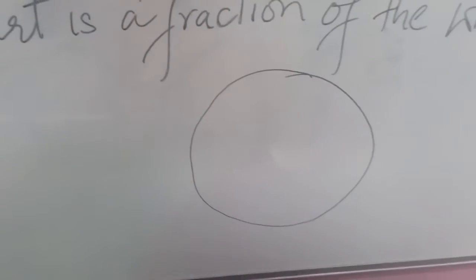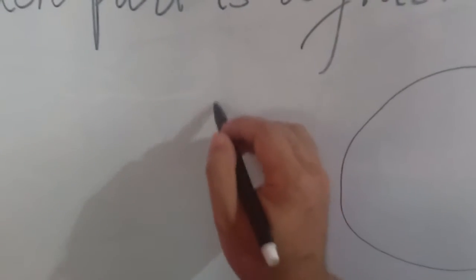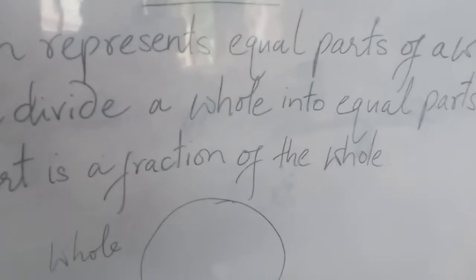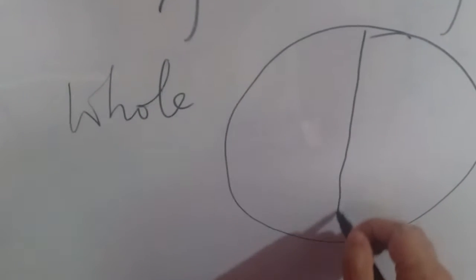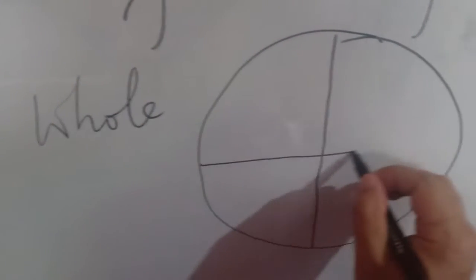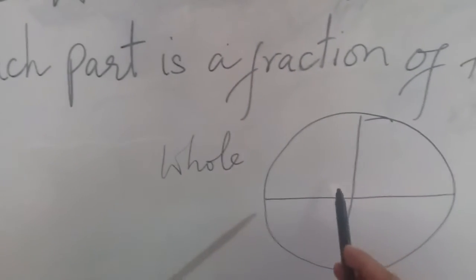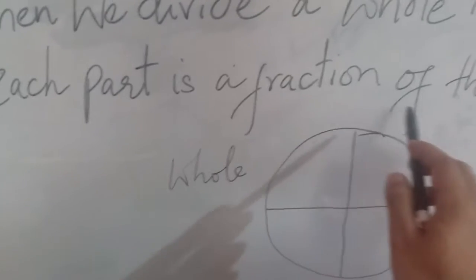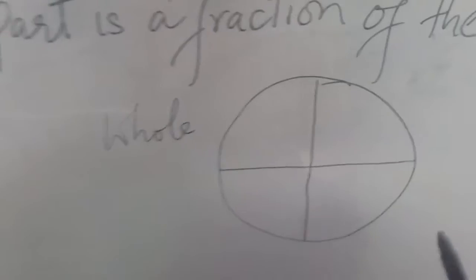Suppose I have a circle like this, and this is represented as a whole. If we divide the whole into 4 equal parts, each part is a fraction of the whole. That means these 4 parts are a fraction of the whole.